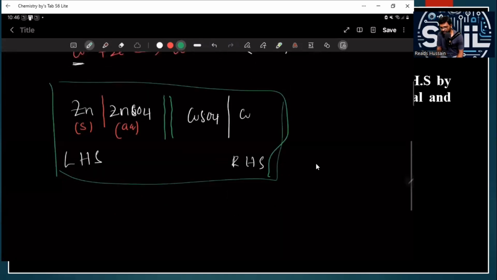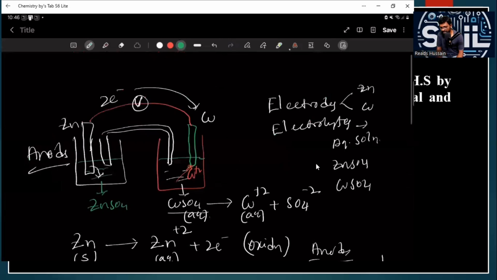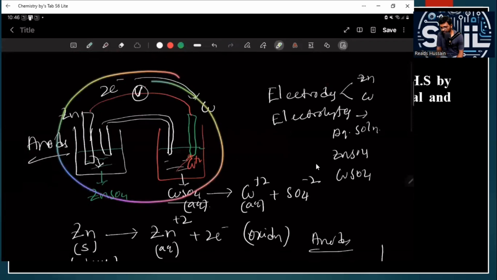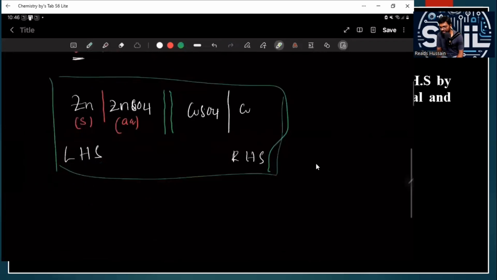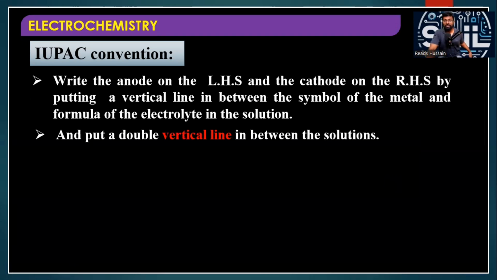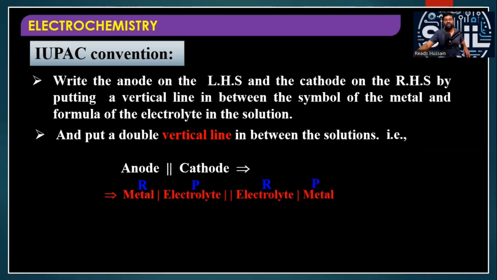Instead of drawing this diagram every time, if you simply write like this, we can understand which one is the anode and which one is the cathode just by seeing this representation. From this representation we can understand that the zinc rod is dipped in zinc sulfate solution, the copper rod is dipped in copper sulfate solution, and a double vertical line is put in between, as we just discussed. Once again, between anode and cathode there are two parallel vertical lines.